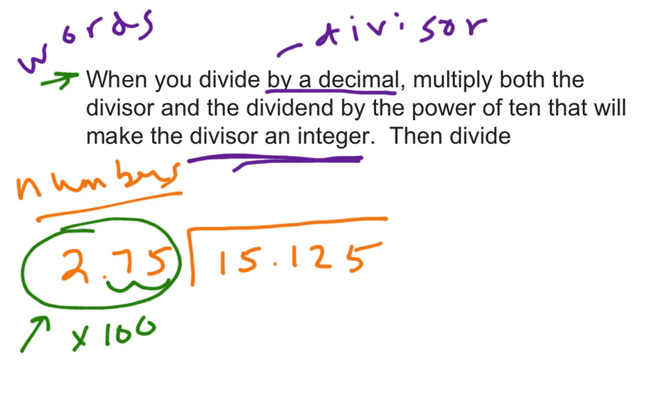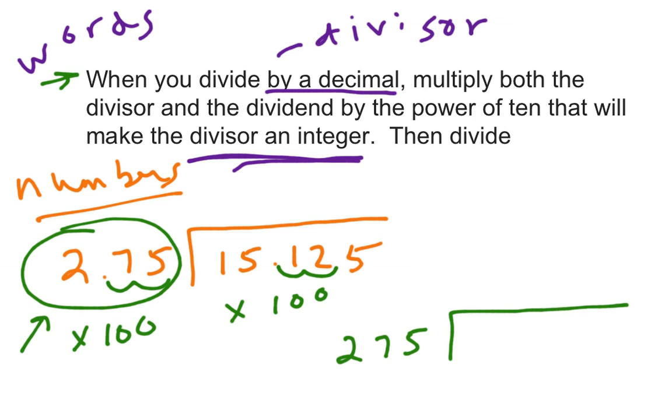But I can't just multiply the divisor, I've also got to multiply the dividend. So that's going to also move the decimal place 2 places. So now I've got a different looking problem, similar but different. I've actually got 275 dividing into 15,125. So I have almost a new division problem.